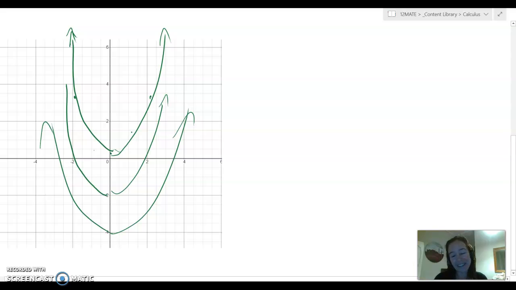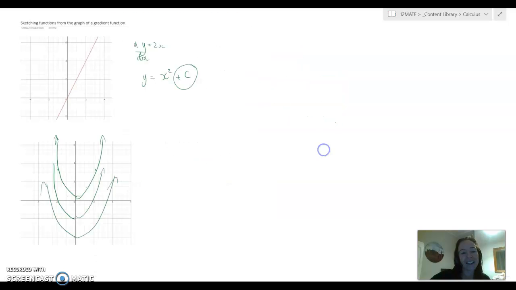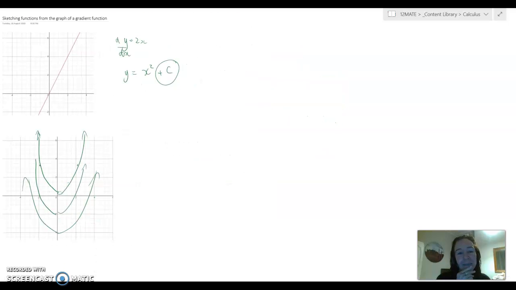You can ask me questions. We are working on page 90. So you are going to draw some family of original functions. Remember, we're looking at the gradient function and we are finding what the original function might have looked like. So yeah, see you next time.